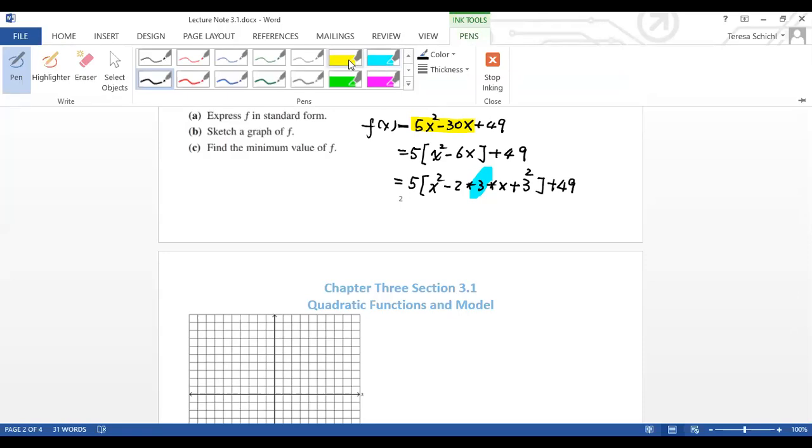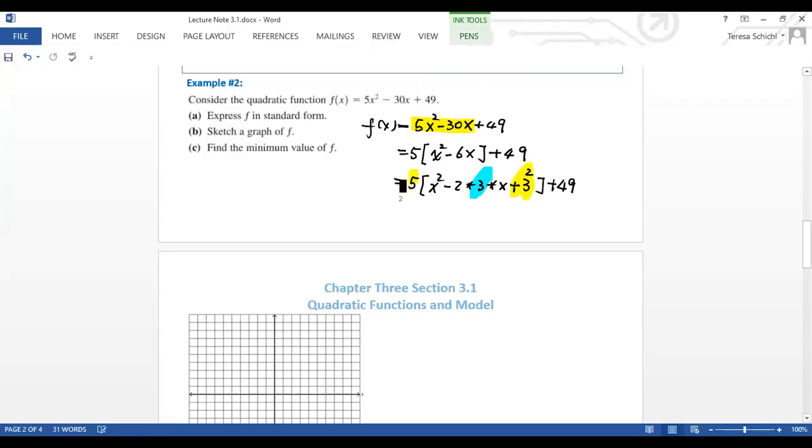Then in here, what did you do? You add some numbers. So 3 squared is 9, and 5 times 9 is 45. So you add 45. I know I cannot just randomly add some number, so if you add 45, you need to subtract 45 out, right? Like I said, this is the most important part. If you remember to do that, then you will probably get the completed square correctly.